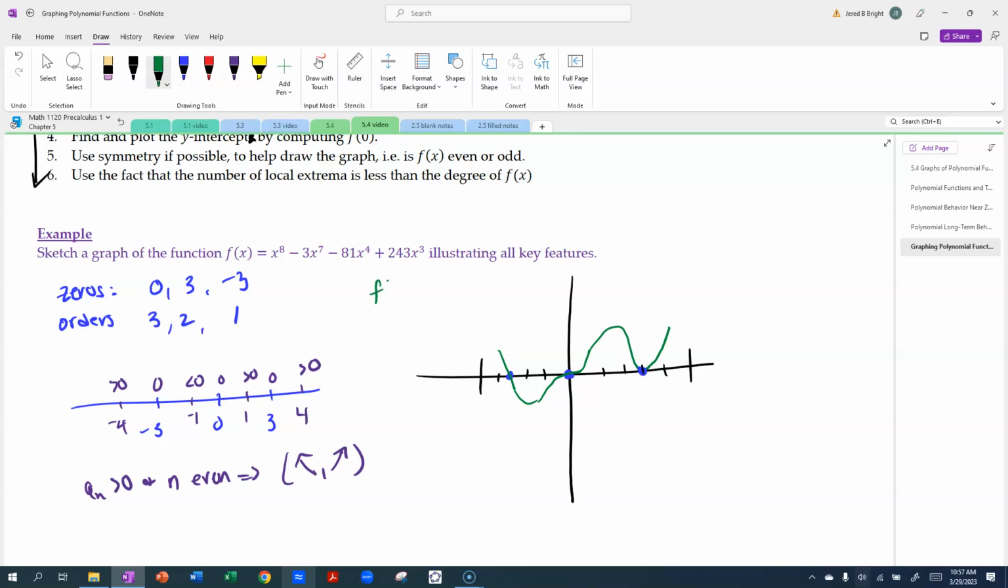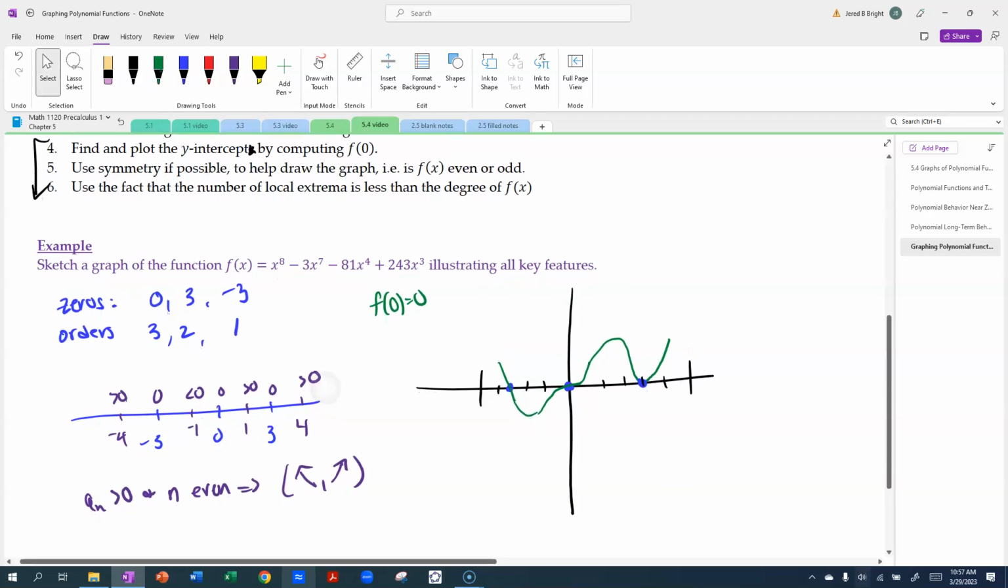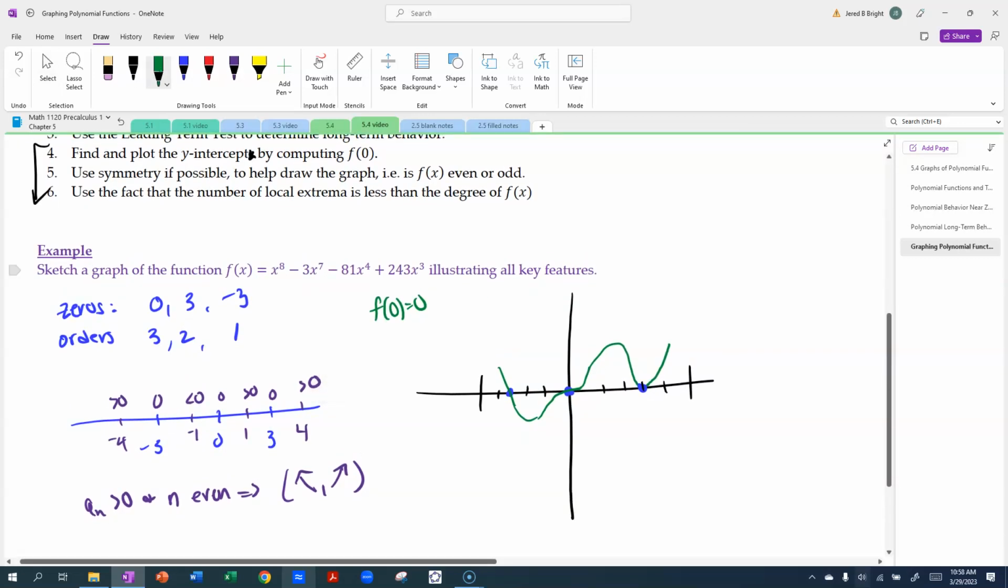I could also compute f of 0. That's 0, so that would be the y-intercept. Symmetry: this is not an even function, nor odd. It's neither because the degrees of the different terms are both even and odd. A simple way to check is that for even functions you'd have to have all even degrees, and an odd function would have to have all odd degrees of individual terms.